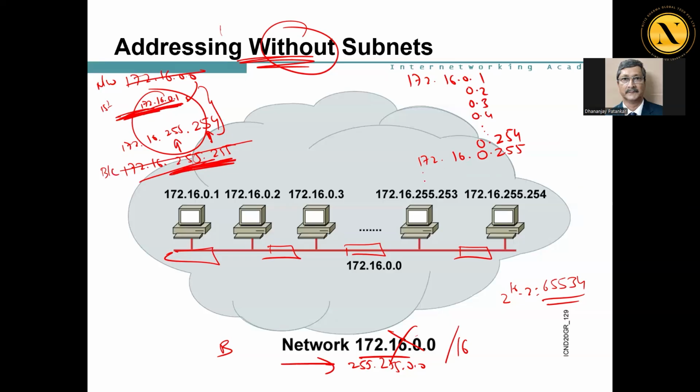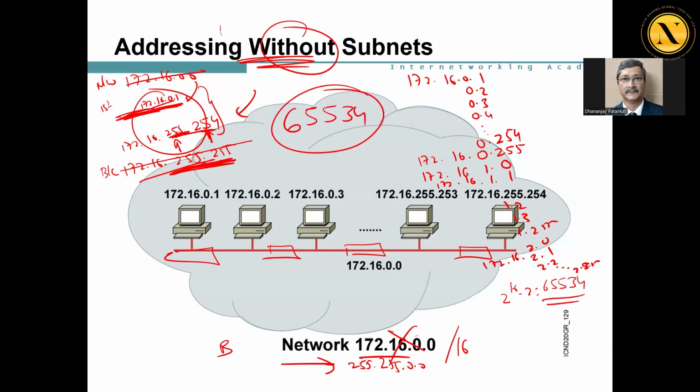Yeah, you can give 0.255. So next, 172.16.1.0. Likewise, 172.16.1.1. Keep going like this, 1.2, 1.3 till 1.255. Then next will be 172.16.2.0, 2.1, 2.2. Keep going like this till 2.255. Got it? Likewise, you will go up to 255.255. Only then you will get 65,534 IP addresses. Okay, big network without subnets.